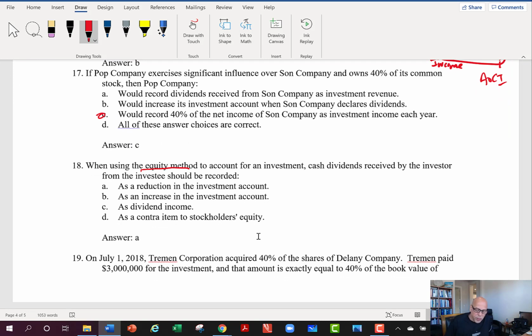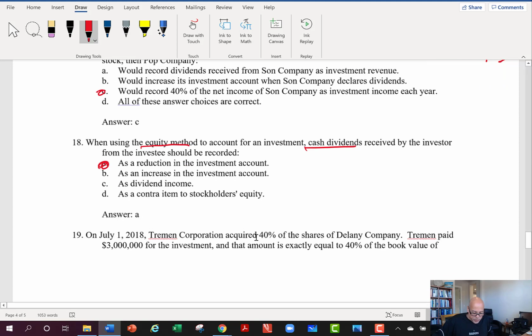Equity method, you receive dividends, unlike the fair value method. Now we're below the 20% threshold. That is not going to be considered income. That is a reduction of the investment account, okay?